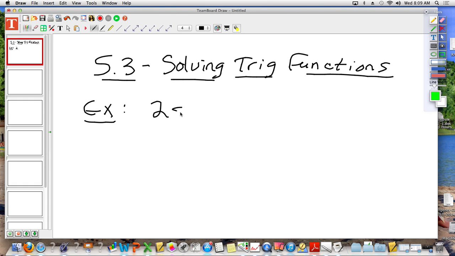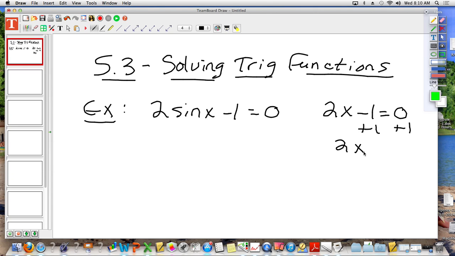All right, first example: 2 sine x minus 1 equals 0. And your job is to solve for x. So what I want you to do is compare this to if it was just 2x minus 1 equals 0. If it was just 2x minus 1 equals 0, what would you do? You'd add 1. 2x is equal to 1, and then you have to divide both sides by 2, so x would be equal to 1/2, right? But it doesn't say 2x minus 1 equals 0. It says 2 times the sine of x.